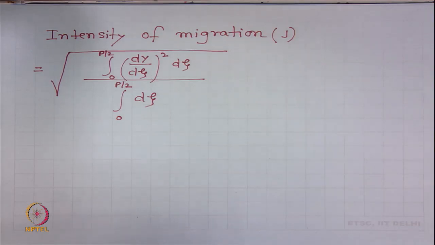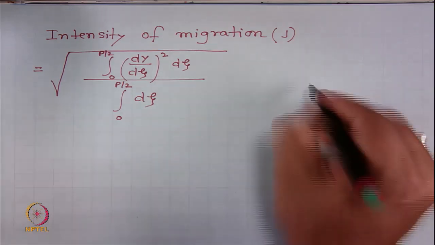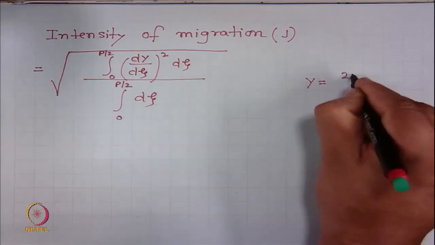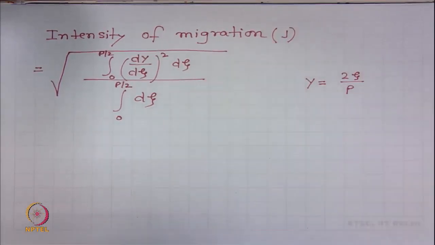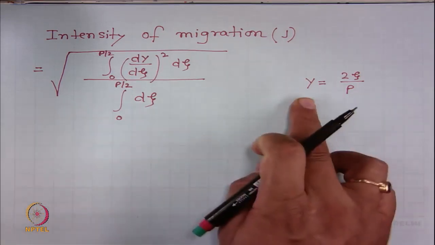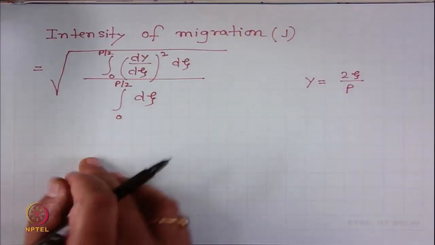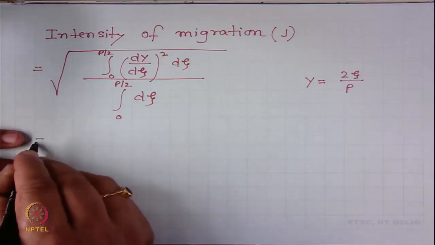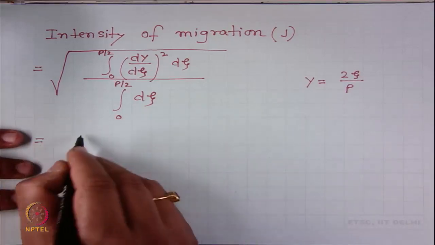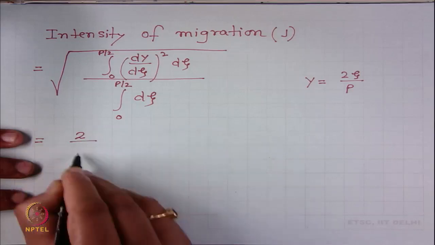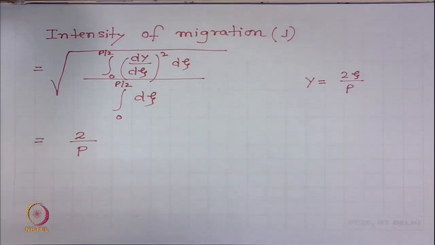So, this is how we define intensity of migration. What was y? y was 2 zeta by p, right. So, if you take the first derivative, substitute, and solve this integration, you will see that you get this value as 2 by p. You can try this.